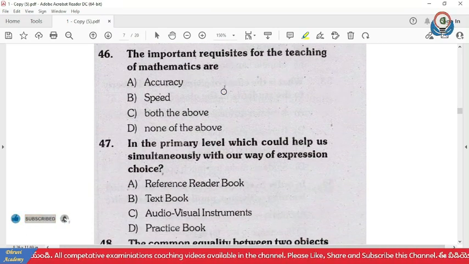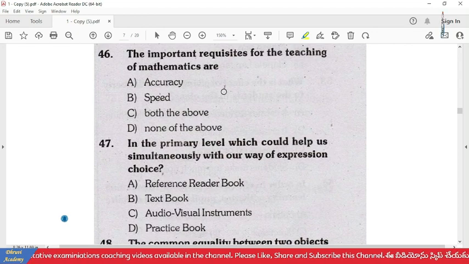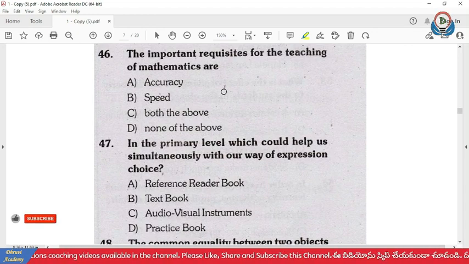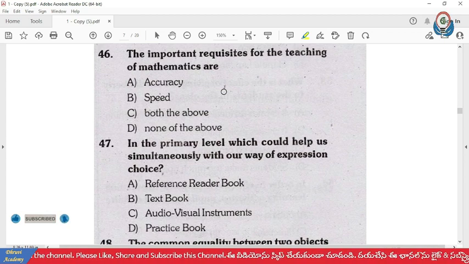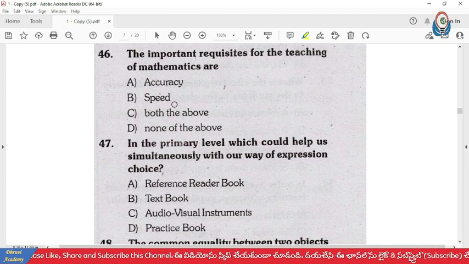The important requisites for the teaching of mathematics are: A accuracy, B speed, C both the above, D none of the above. The answer is both the above.